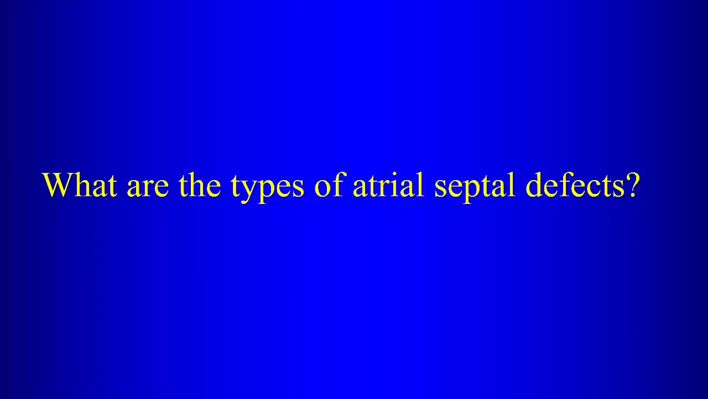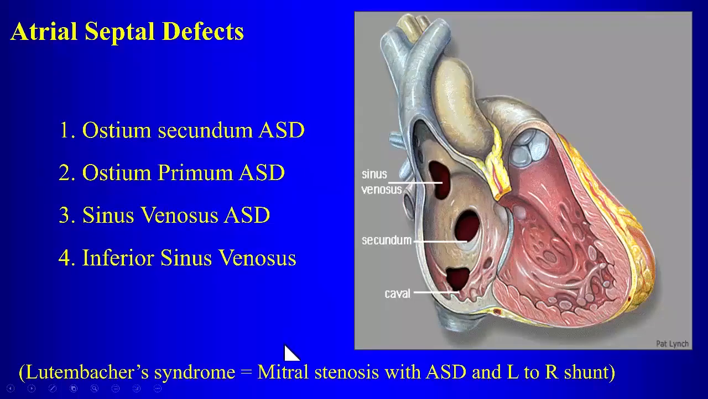Secundum is the most common. What else? Ostium primum, which can be associated with Down syndrome or endocardial cushion defects. And what's the other type of atrial septal defect? Sinus venosus atrial septal defects. Right. Those are the types of atrial septal defects. So the secundum is the most common. The primum defect is associated with endocardial cushion defects.